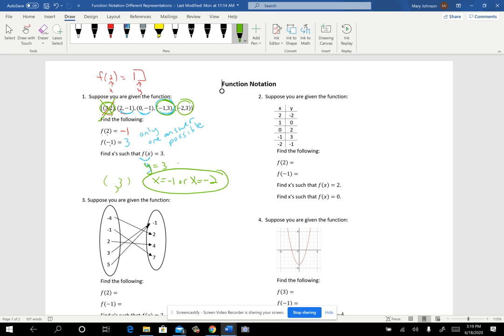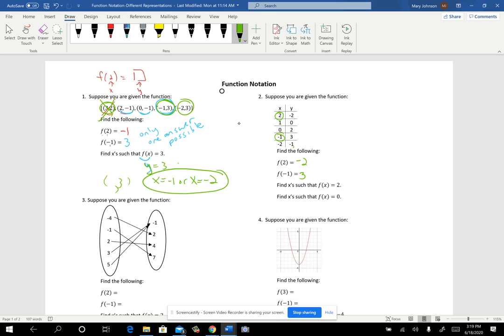Okay, all right, so this is basically the same thing, it's just in a table rather than in a list. So for f of 2, you should look for 2 on the x side, and your answer would be what's on the y side. There's only one answer to these two questions. For f of negative 1, you should look at the negative 1 on the x side, and your answer is the y value matched up with it.